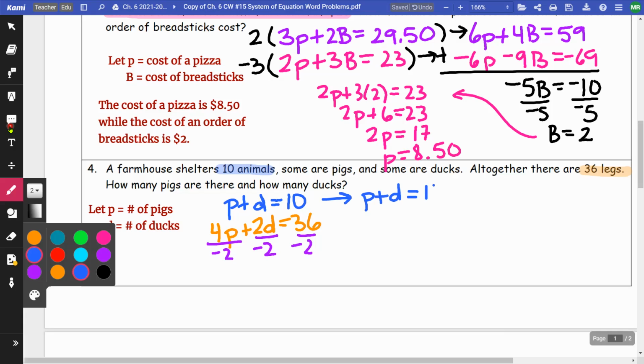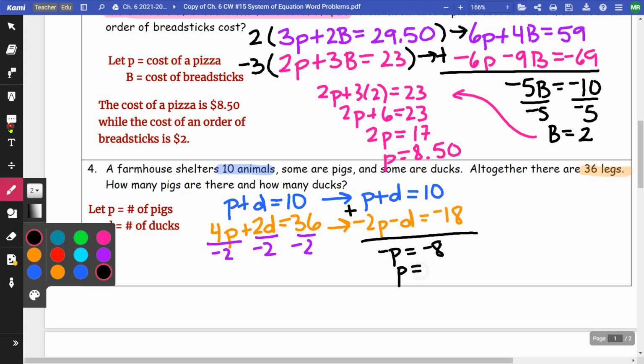You're allowed to divide also. I just want to show a different approach. So if I divide my bottom equation by a -2, I get -2P minus D equals -18. I can then add these two equations together. I get -P is equal to -8. Divide both sides by -1, and I have 8 pigs.